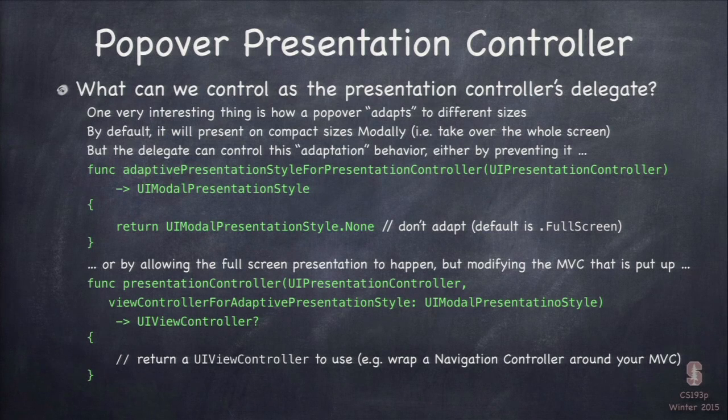Now by default, this is going to say full screen modal. But you can say UIModalPresentationStyle none, which means don't adapt. So present it on the iPhone exactly like you do on the iPad. For a small popover, this makes a lot of sense. This is how you can basically turn off that adaptation behavior.